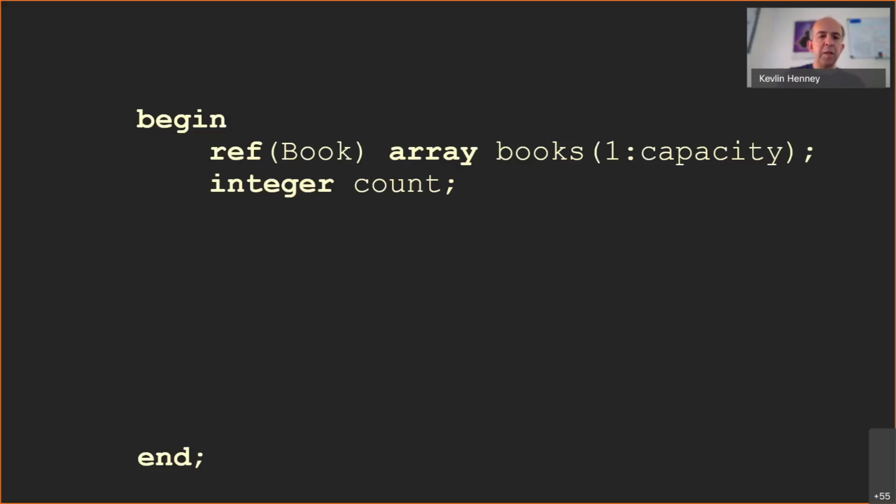This is a slight extension to it. I'm going to take the concept of a book. We'll discover what a book is in a moment, or rather what it could be. I'm going to have an array of references to books, and the number of books is 1 to some kind of capacity. And we're going to have an integer count that we've got there.